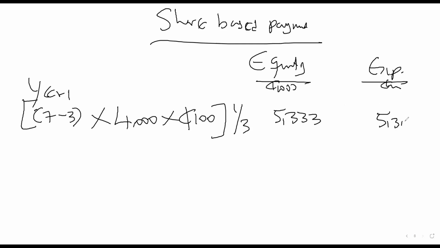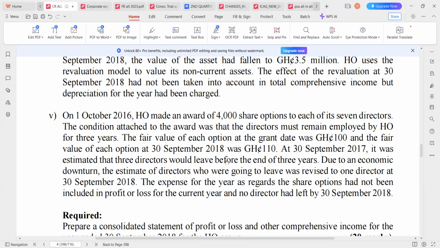Repeat the same thing. First time provision is an expense and at the same time a liability. This is a first time provision. So it will still hit 2 entries or else it won't balance, debit and credit. Then the year 2, that's September 2018. How many people are expected to be around? Due to economic downturn, the estimate of directors who were going to leave was revised to 1 director. So the total was reversed.